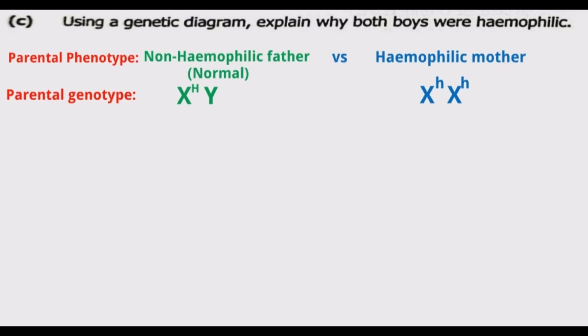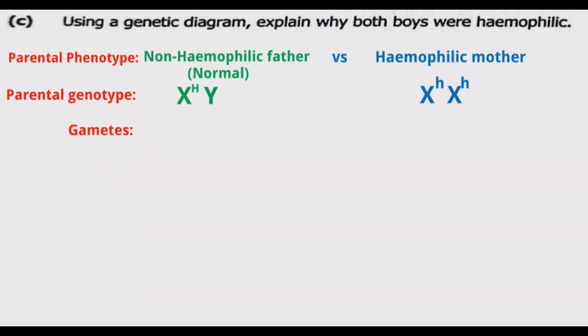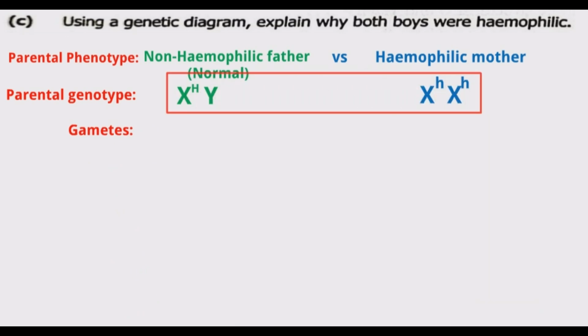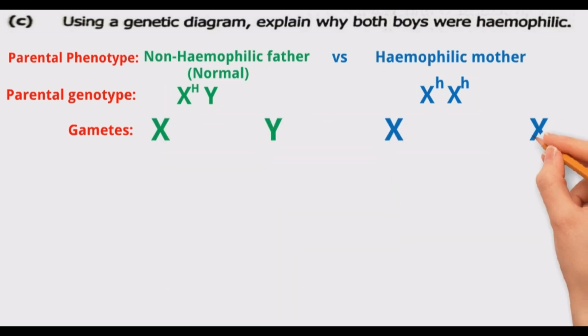Now we come to gametes. To write gametes, we just separate the parental genotype. For the father we have XH and Y. For the mother we have Xh and Xh. Remember, the H for the father is a capital letter and the h for the mother is a small letter.